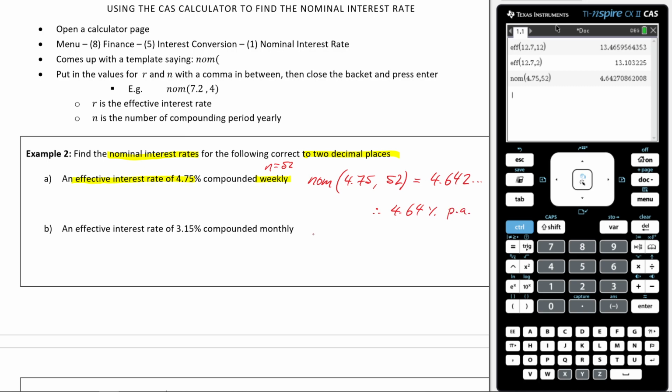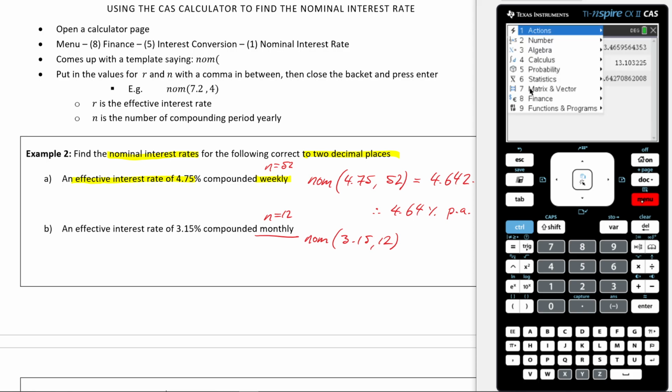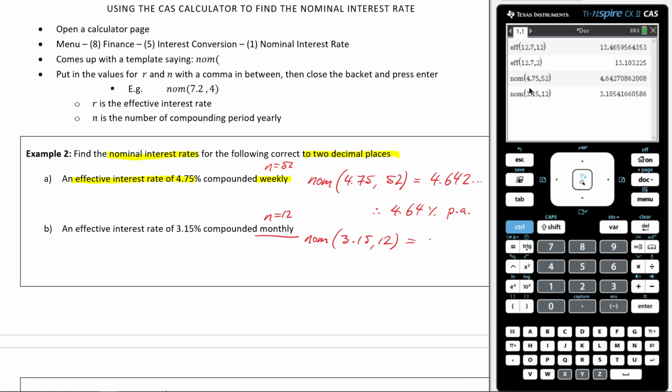The next one, I'm going to go my nom. 3.15, comma, compounding monthly, so that's n is equal to 12. So I go comma 12, I come here, I go menu 8.5.1, 3.15, comma 12. It's going to be 3.1054 dot dot dot. Therefore, it is going to be 3.11% per annum. So that is how you can use your CAS calculator to convert between effective and nominal and nominal and effective. So make sure you're comfortable with that process.